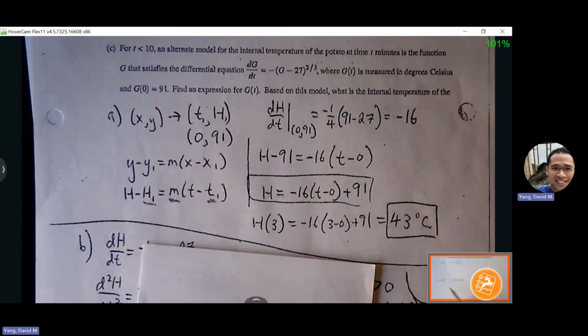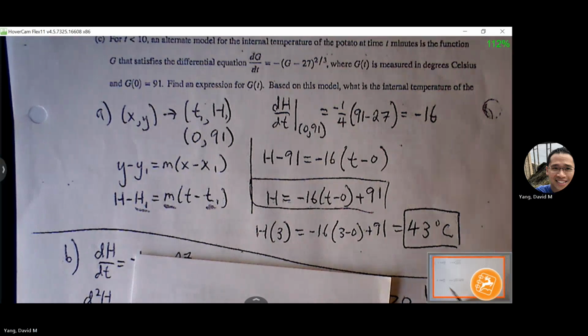Is there going to be a surrounding temperature problem on the test? Because there's one on number eight. If there's a surrounding temperature one, the equation will be given to you. You don't have to create one from scratch. Yeah. So this one is given to us.